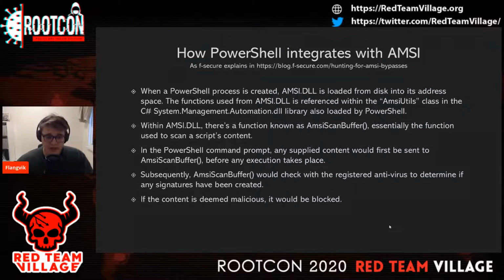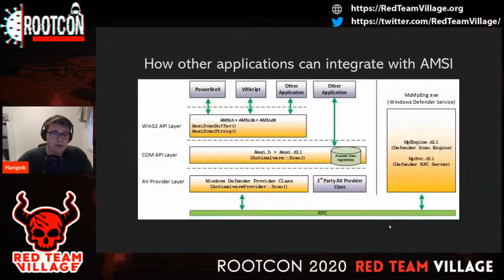Within amsi.dll, there's a function known as AmsiScanBuffer. It's essentially the function that is used to scan the script's content for potential malicious content. Every command that you run in PowerShell will be supplied to that function, and the content will be scanned, and if it's deemed malicious, it will be blocked. So it's pretty much that simple, right?